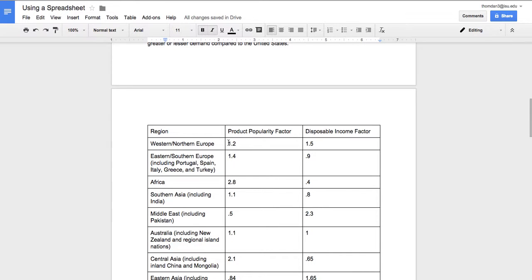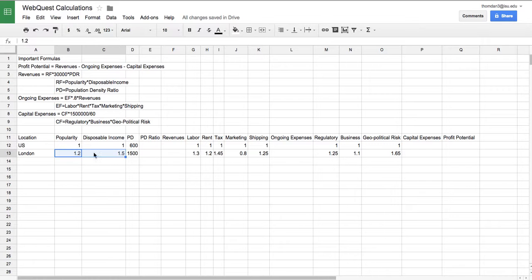So for London, the product popularity factor, in the region of Western Northern Europe, was 1.2, and the disposable income factor was 1.5. So that's where the information came from that I put here: popularity 1.2, disposable income 1.5. And I just took the rest of that information directly out of the tables and filled it in.